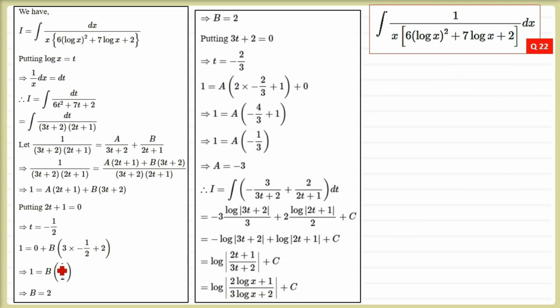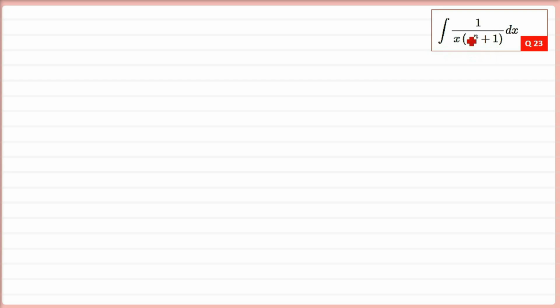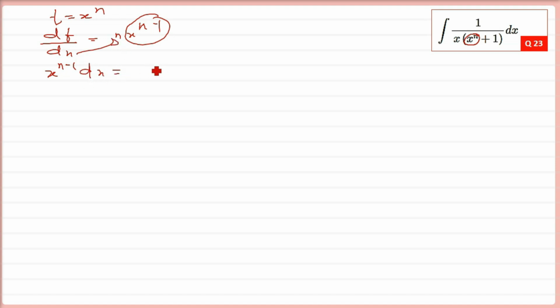Now this is how this will be done. The only thing is dx by x will be achieved only when you put log x equals t. Now this question, 1 divided by x into (x^n + 1). Now this x^n is very important because we have to take t equals x^n. dt by dx will be what? n x to the power n minus 1. That means x to the power n minus 1, if you want to write, multiply it with dx here and then dt divided by n. That means we need x^(n-1) in the numerator.